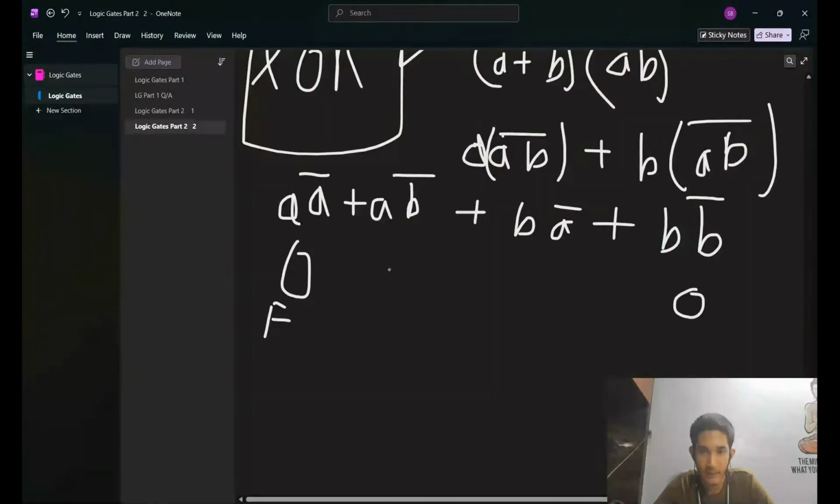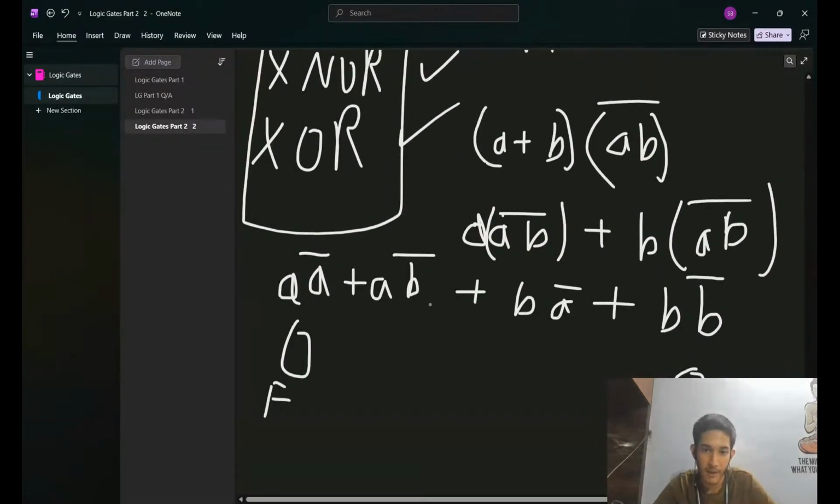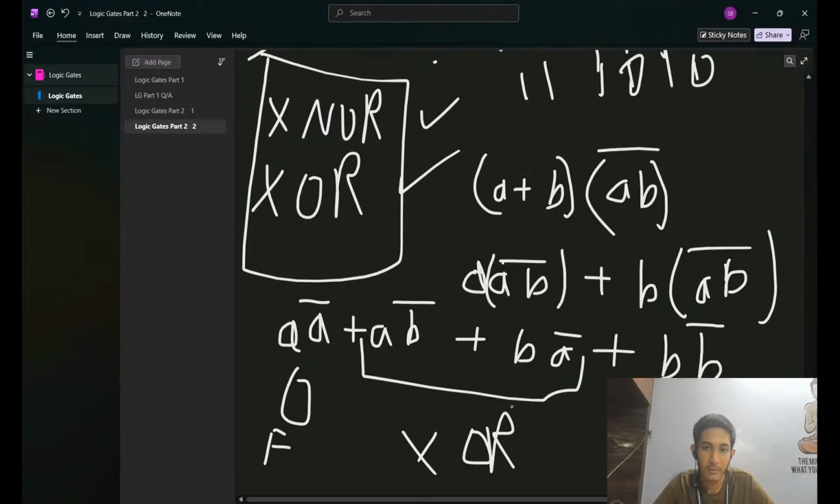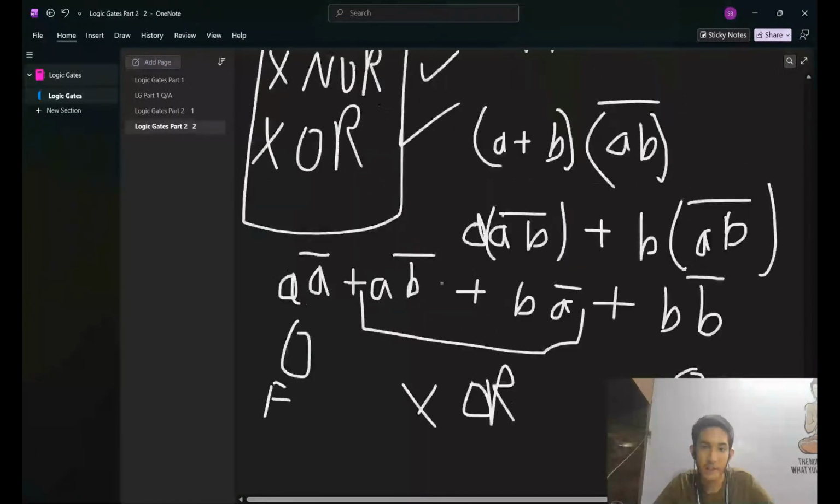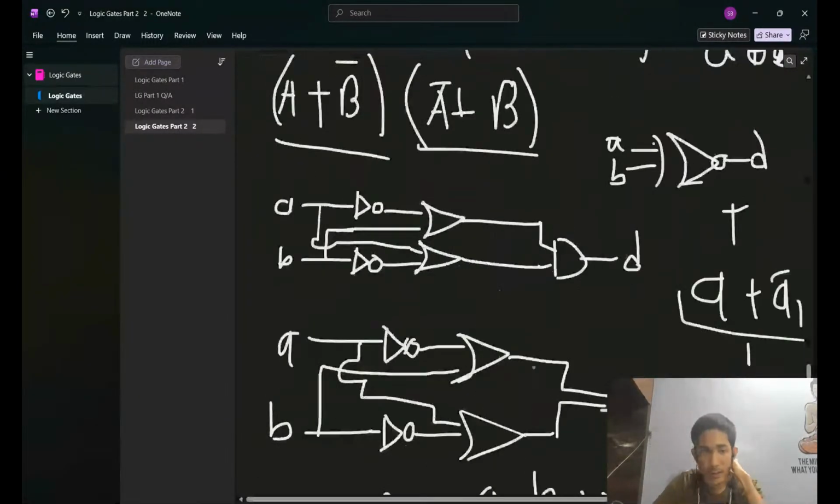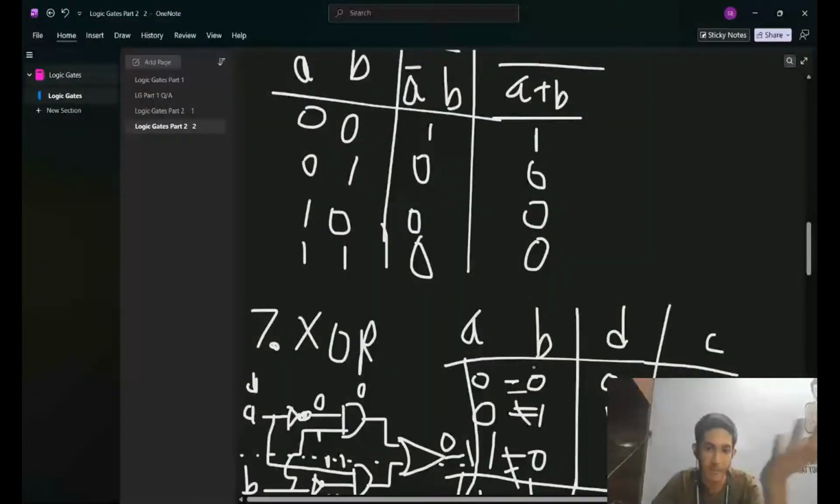Now, these other ones, they are very similar. So these actually comprise the XOR gate. How? Well, remember, we're checking if both of them are different. Now, what does this give us? A and not B, and B and not A, right? So that is the definition of XOR.